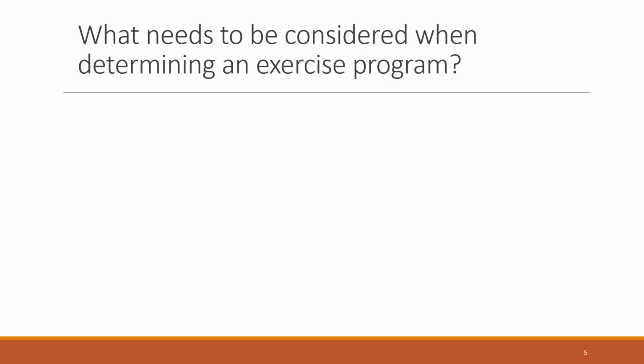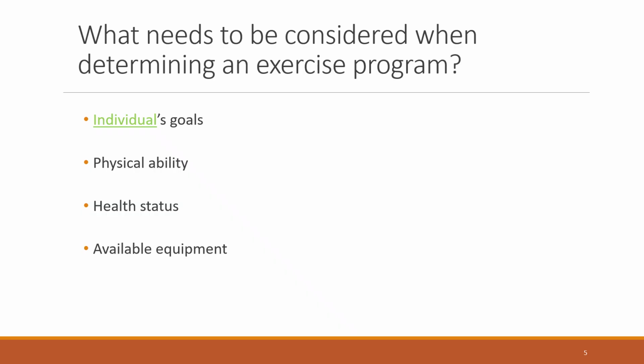So what needs to be considered when you're going to determine an exercise program, with all those hints I've given you so far? Individual's goals, physical ability, current physical ability. So where are they at now? This baseline. What is their starting point? What is their current health status? Right. So we have to see if there's anything that they are experiencing currently that may need delaying exercise, or they may need further medical clearance or testing. What kinds of equipment you have, right?